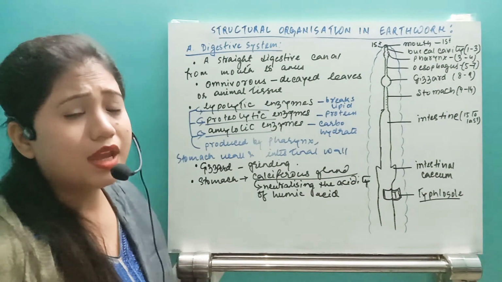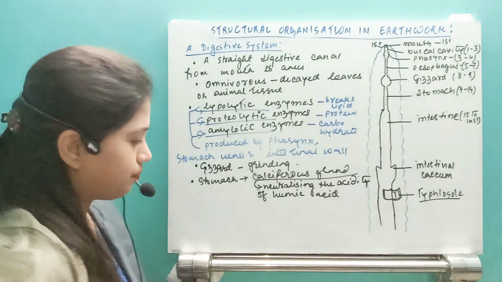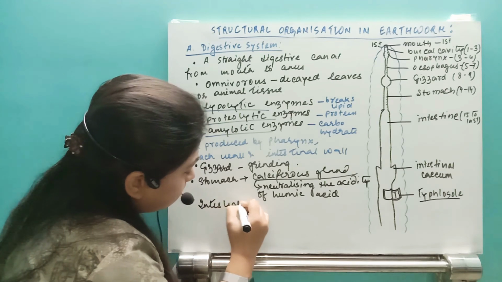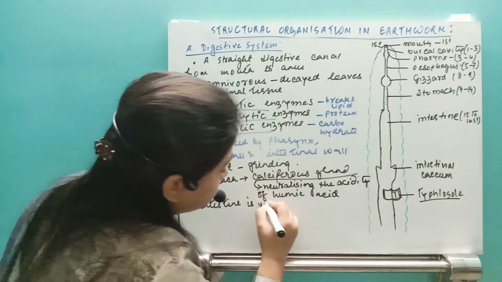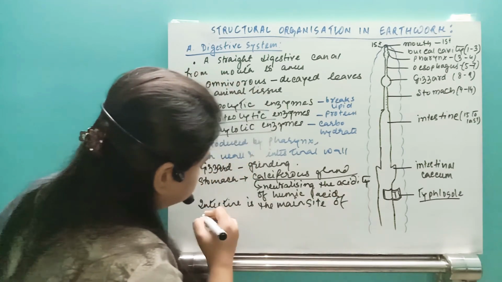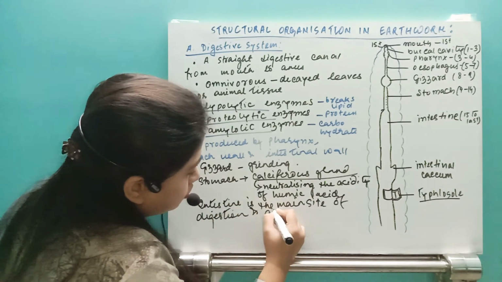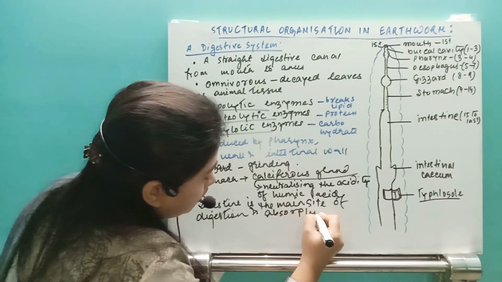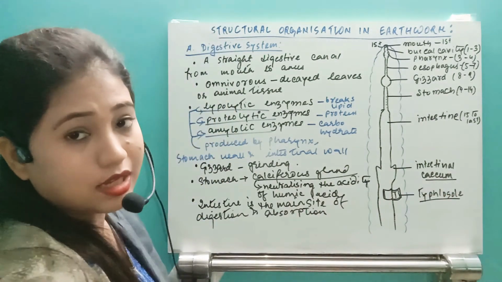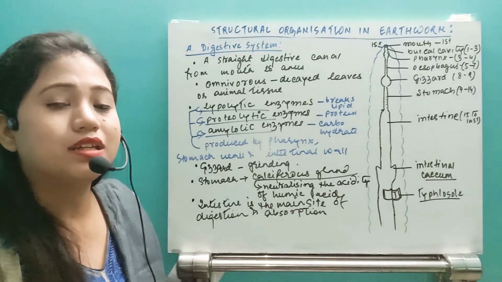So first of all, this is the intestine. The intestine is the main site for digestion as well as absorption. Okay, remember that. The intestine is the main site of digestion and absorption, right? So in this intestine you can see this is the intestinal cecum. That means in the intestinal wall it is going to have the intestinal cecum.